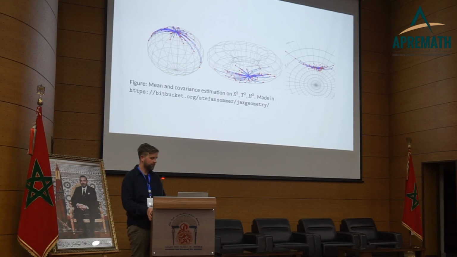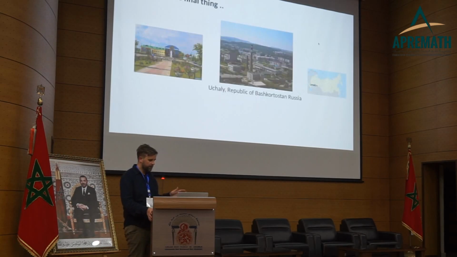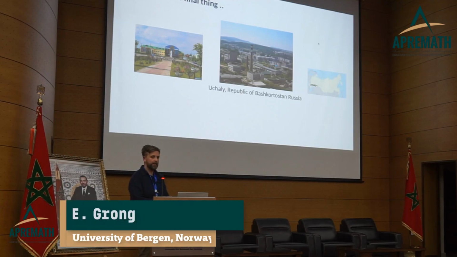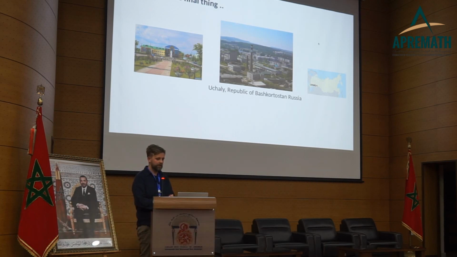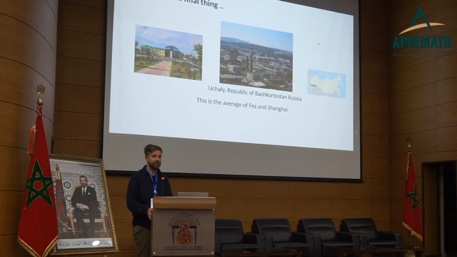So this is again the sphere, torus, and the hyperbolic space. And then, in the end, let's talk about this weird place with 40,000 people in Russia, in the Republic of Bergen, because I need to end the talk by answering the question I asked in the beginning of the talk. So this is the average between Fez and Shanghai, according to this.